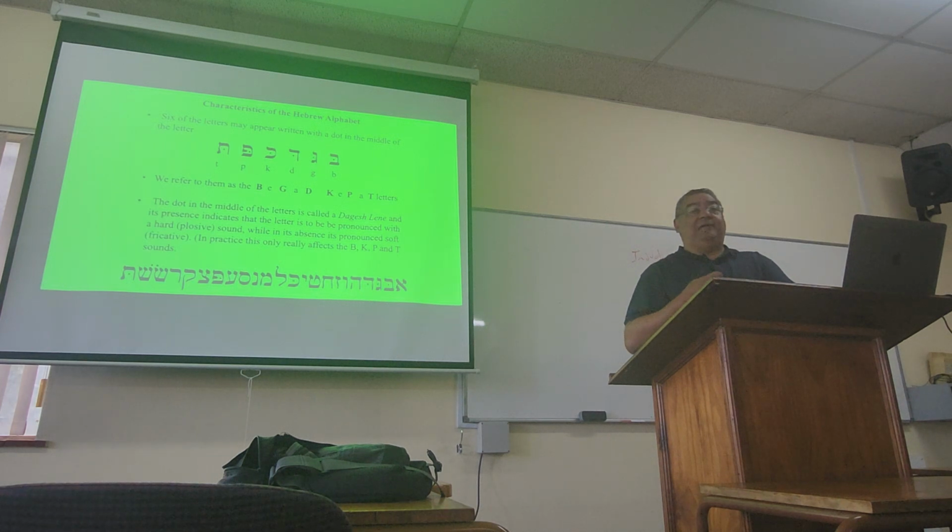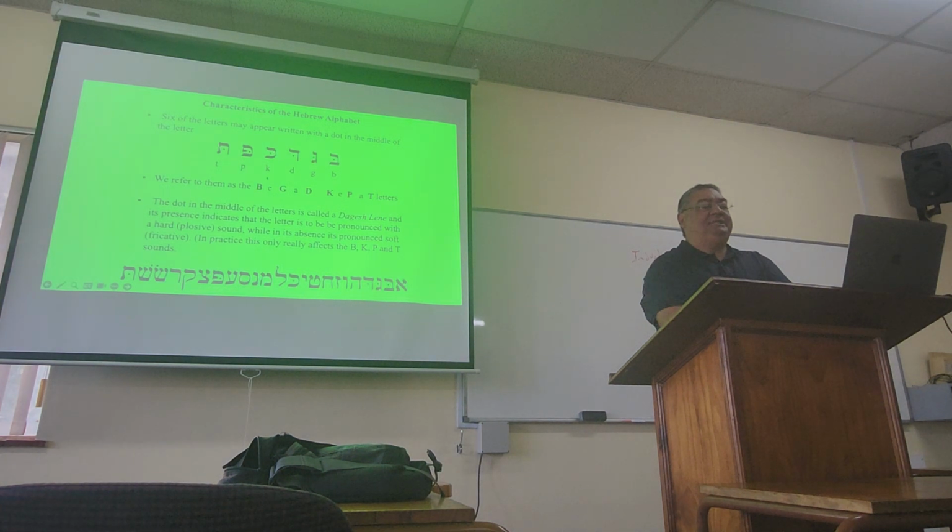Its equivalent is like the English letter B. Phonetically, it's the sound B, as in boy or bat. Okay, so that's the sound that it makes. A Gimel with a dot in it makes the sound G, as in go. Okay, then the letter Dalet is like our English letter D. It makes the D sound phonetically, as in door. Okay, so that is B, G, and D.